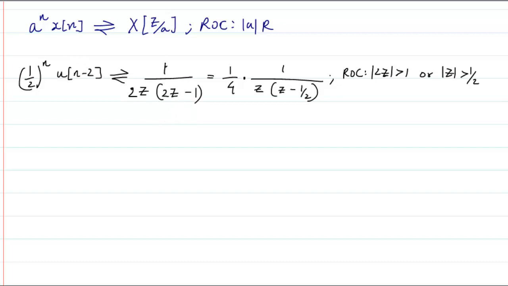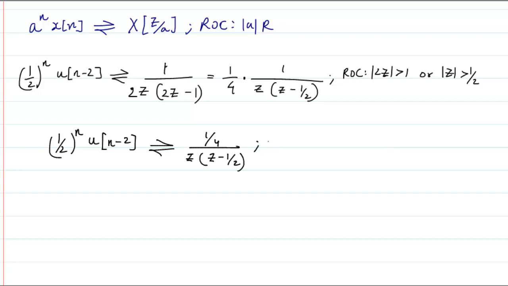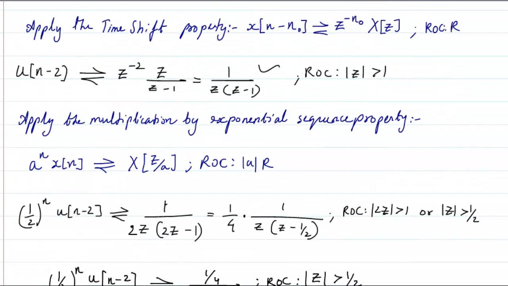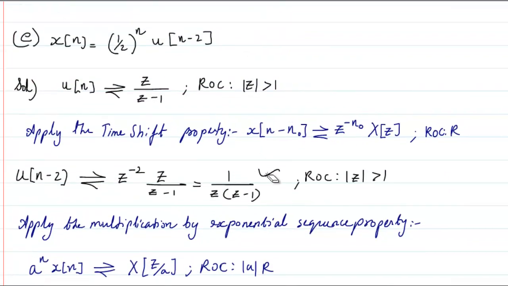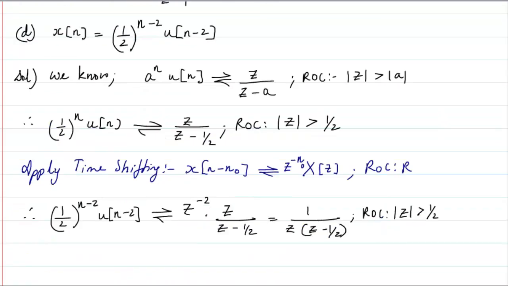Therefore, finally we can write that 1 by 2 raised to power n u of n minus 2, the z transform will be 1 by 4 in the numerator, divided by z into z minus 1 by 2, with ROC being z greater than 1 by 2. If you remember, when I started this problem, I said there were 2 methods. In the second method, I had already got the answer, which was the previous problem. Here, instead of 1, I had written 1 by 4, and in the denominator z into z minus 1 by 2, with this ROC. You remember? The second method.